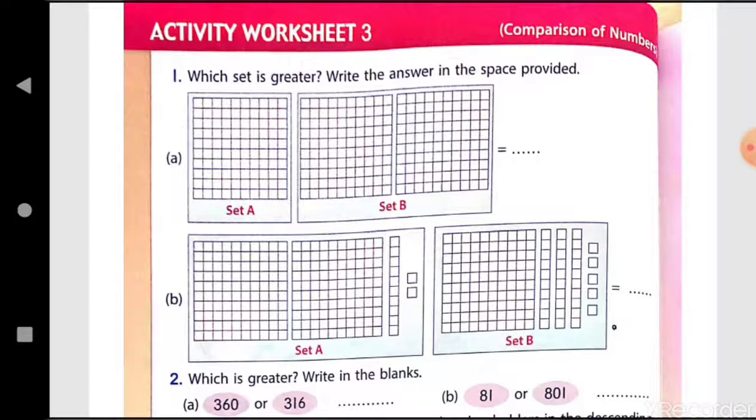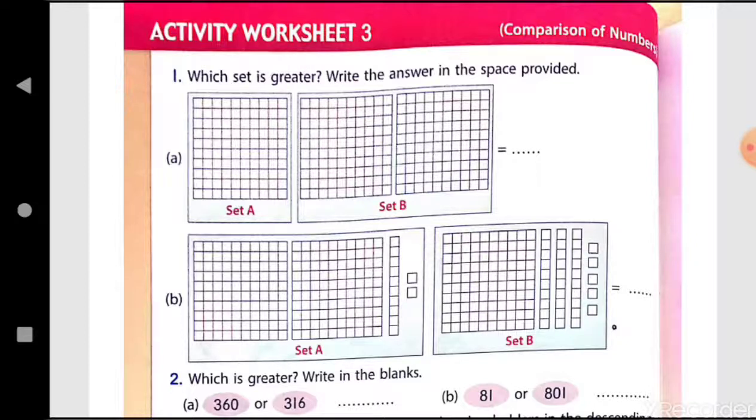Now in set A, one big square is given and each big square contains 10 small squares horizontally and 10 small squares vertically. So that means there are 100 squares. So in set A, there is one big square, that means 100 squares. And in set B, there are 2 big squares. That means 200 squares. So which set is bigger? Obviously set B is bigger because it has got 200 squares. So the answer is set B.